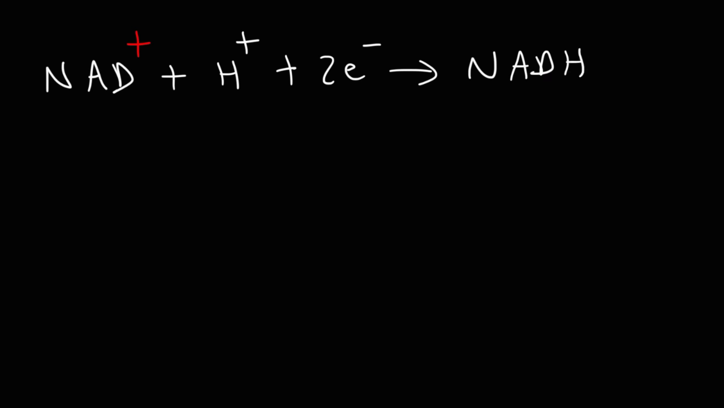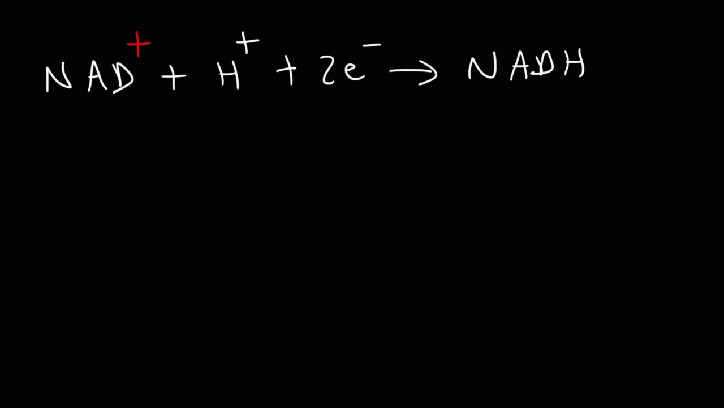C, oxidative phosphorylation occurs in glycolysis. That is false. Oxidative phosphorylation begins during the electron transport chain and ends with chemiosmosis when ATP is produced.